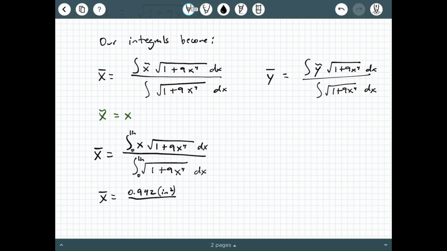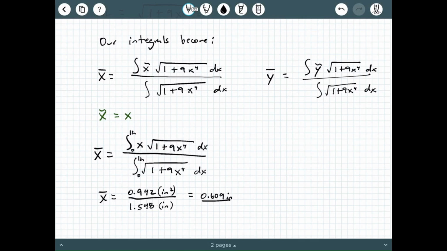And then the denominator integral, we're going to evaluate this denominator. And I'm doing this integral again in my calculator. 1 plus 9x raised to the 4th, and then raise that to the 0.5 power. That's the square root. And that denominator will give me a value of 1.548 inches. And I get a value of 0.609 inches as x bar. That's one of my answers. That's half my answer right there.